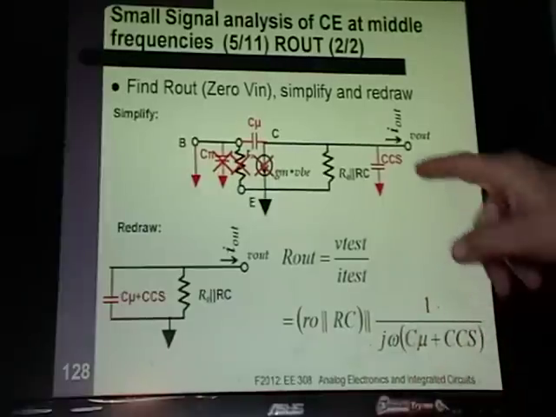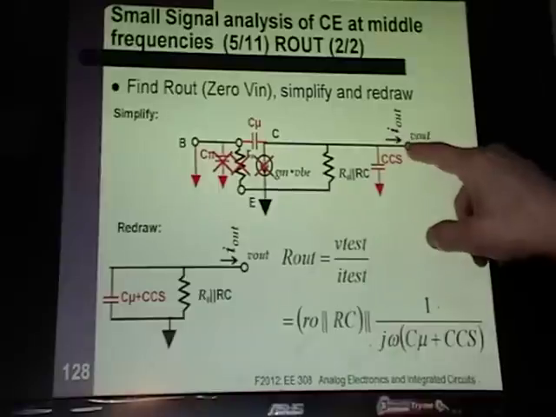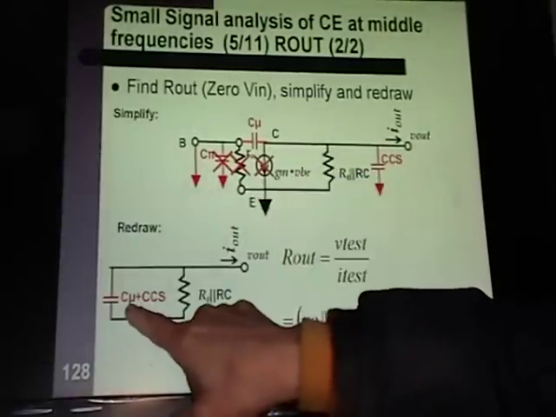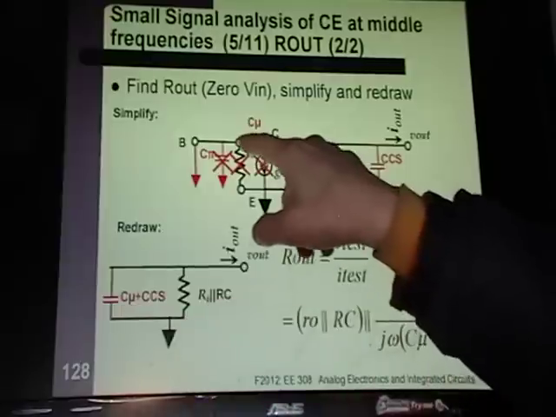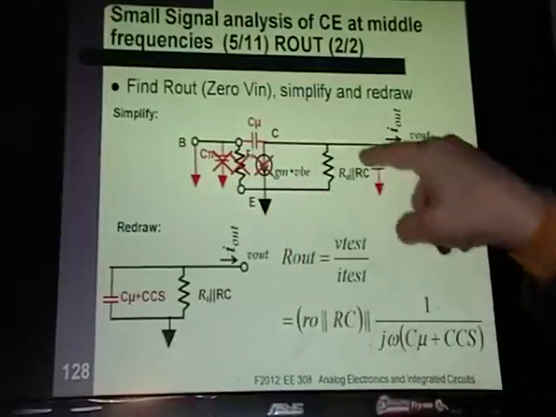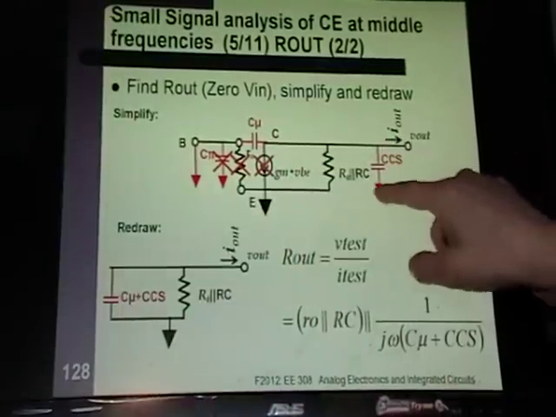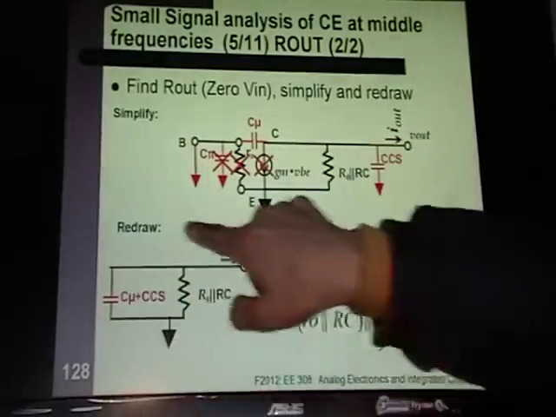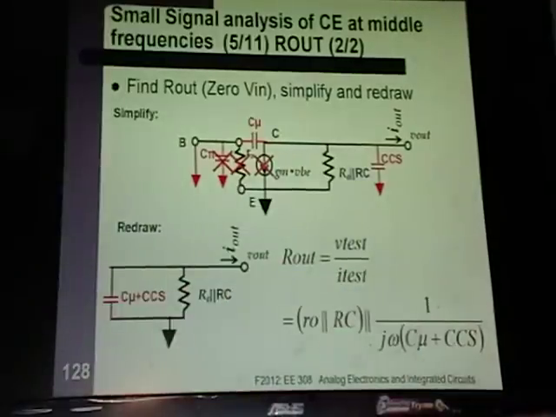Okay. And now you're sitting on your output. If we get rid of all this and redraw it, you come up with this. You have C mu going from this node to ground. You have CCS going from this node to ground. So I put them in parallel. This disappears and you have that resistor. So this is your resulting model.